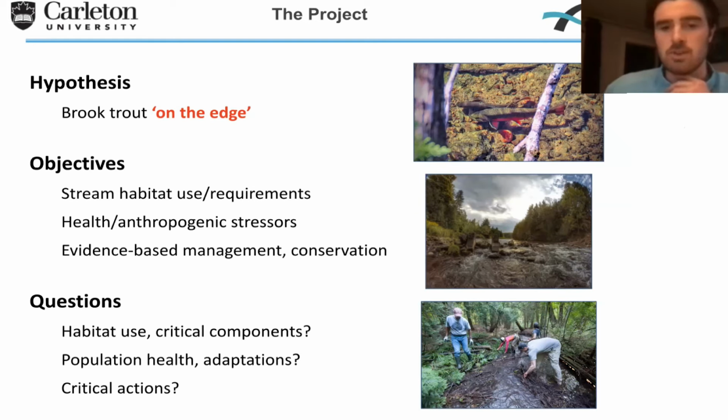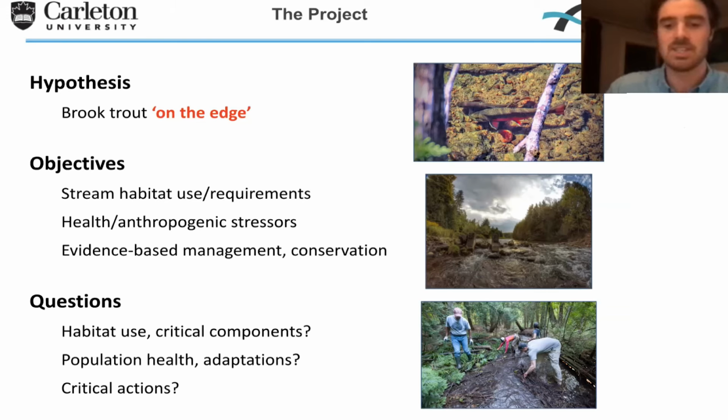So I've got a few main objectives here. The first is to better understand and determine what the habitat requirements of brook trout in an environment like the Credit River and in the surrounding region are, and how they use that habitat. I want to understand more about the health of those brook trout and how healthy they are in relation to anthropogenic stressors and under stress. And by doing that, I'm hoping to come away with some guidelines, some recommendations, broadly speaking, directions for evidence-based management and conservation. So I've got three main questions that I want to answer here.